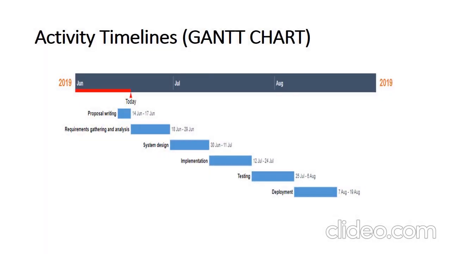Activity timeline. We start with the proposal writing, requirement analysis, then go to design the system, implement and test the system, and then deployment, which is the last activity.